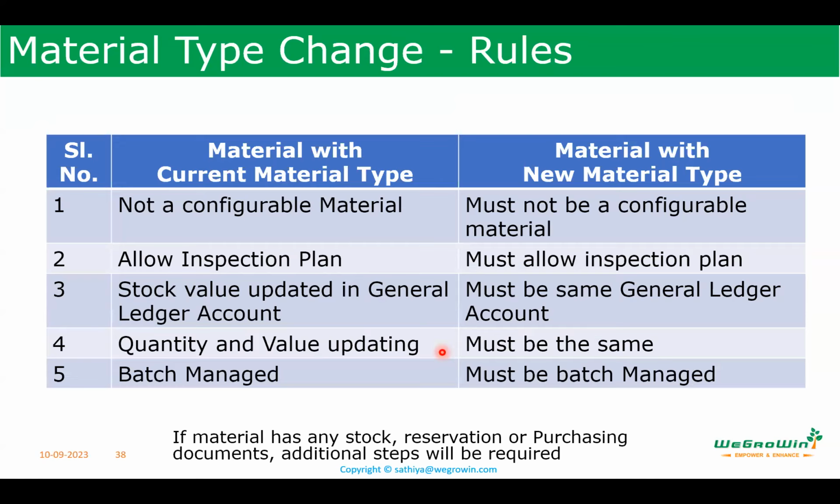Right. But again, when you are defining the material type, you have to be very careful for the materials, because changing the material type is not an easy job. It has to follow many rules. For example, when you are going to change the material type for a material, if it is not configurable before, here also it should not be configurable. Earlier it had an inspection plan, here also there should not be an inspection plan. Here it has stock value updated, here also stock. Like this, some rules have to match. Apart from this, if you have any stock, reservations, purchase orders, or production orders, you cannot change the material type. So defining the material type in the initial stage is very, very important.